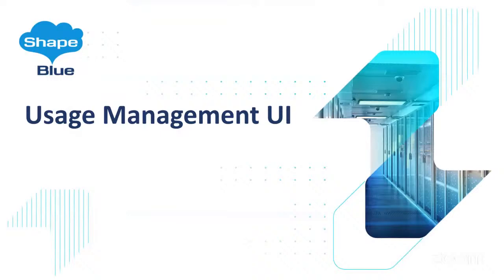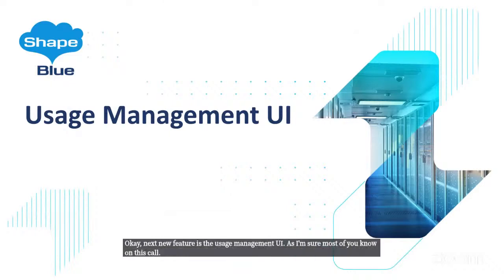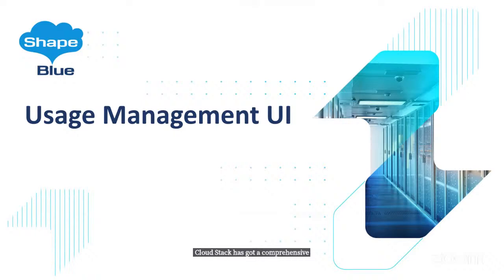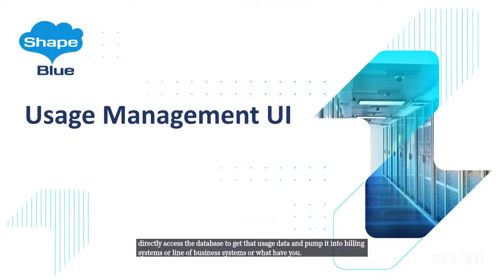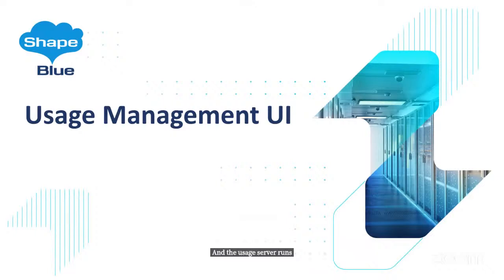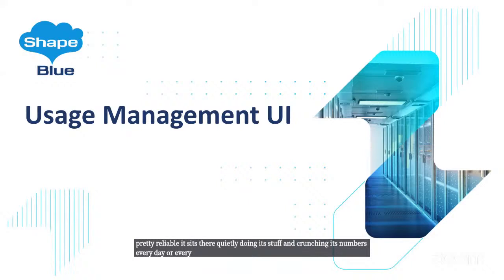Okay. Next new feature is the usage management UI. As I'm sure most of you know on this call, CloudStack has a comprehensive usage tracking system, and users use the CloudStack API or directly access the database to get that usage data and pump it into billing systems or line of business systems or what have you. And the usage server runs as a separate service. It's pretty reliable. It sits there quietly doing its stuff and crunching its numbers every day or every week or whenever you want to do your billing.